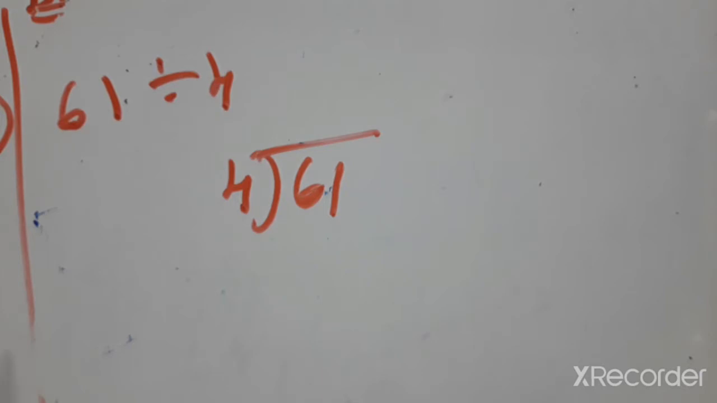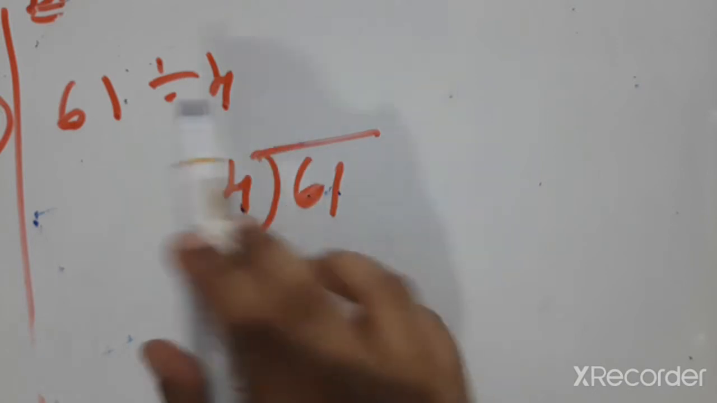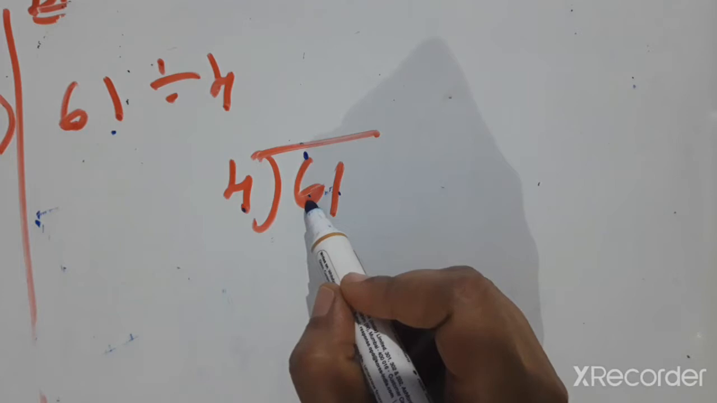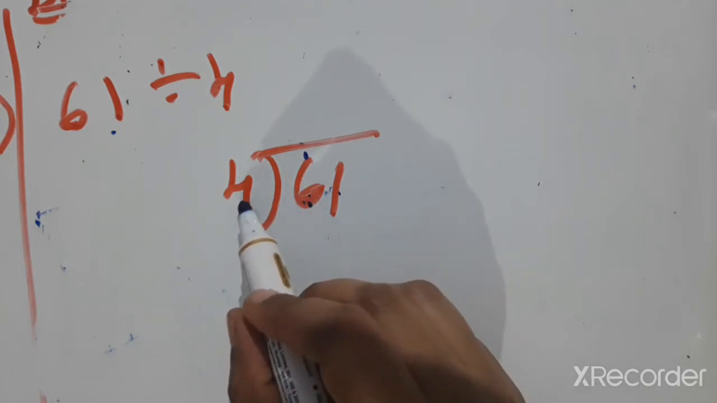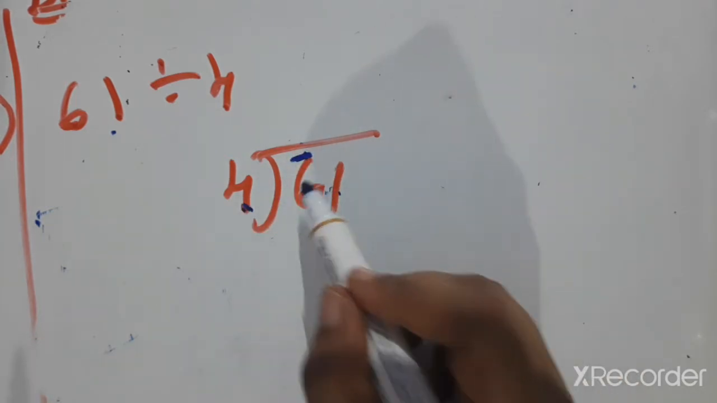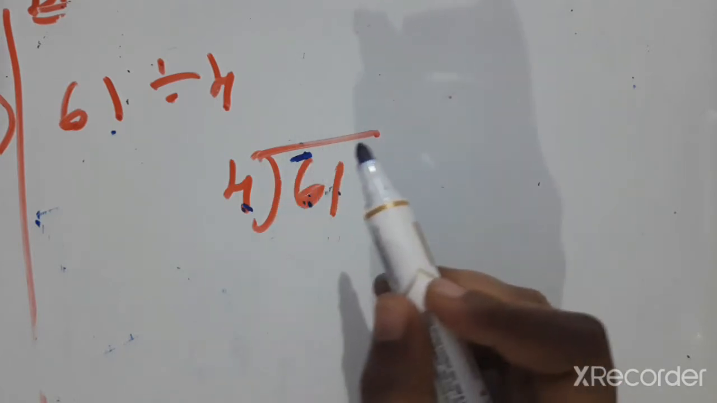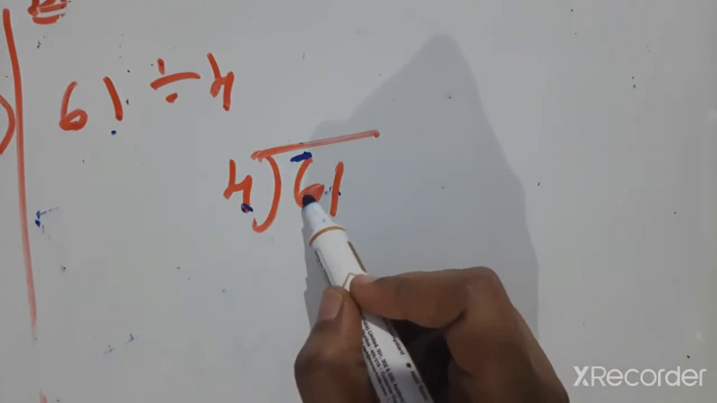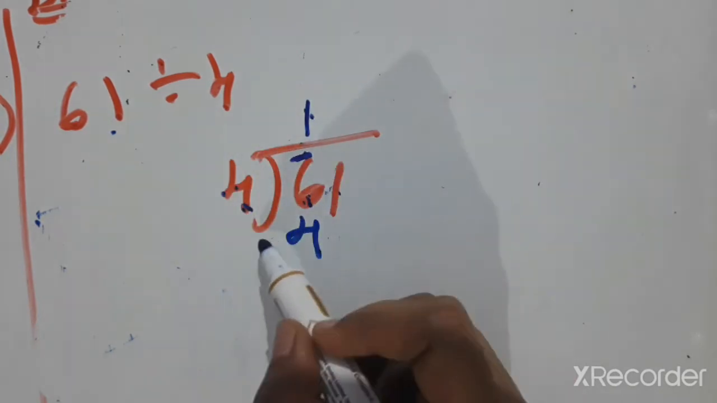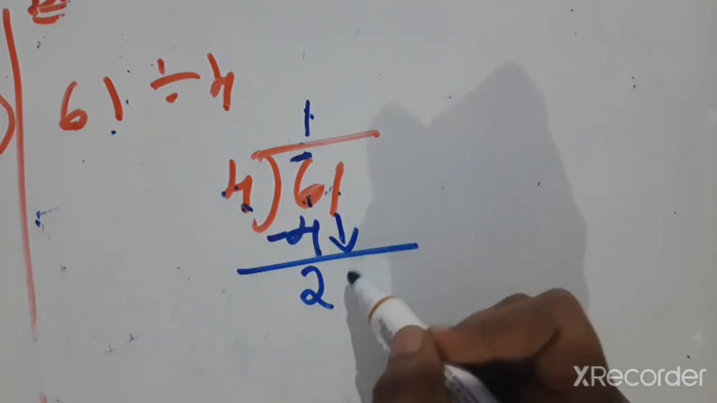Next is 61 divided by 4, where 4 is the divisor and 61 is the dividend. Whether we can consider 6, yes, you can take 6 because 6 is greater than the divisor. So 4 how much are 6? We can't get an exact number, so we have to check the nearer one. 4 ones are 4, 4 twos are 8. 8 is greater than this, so nearer is 4 ones are 4. Here we subtract: 6 minus 4 is 2. Then bring this one down.